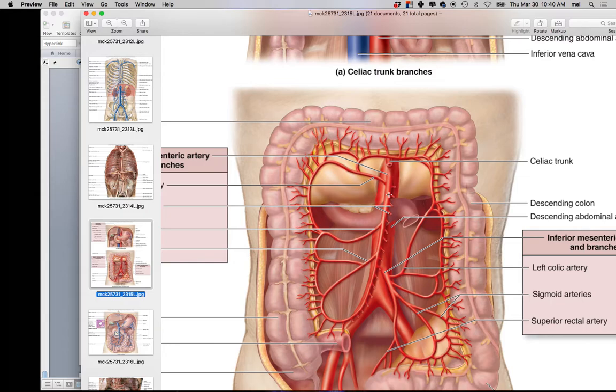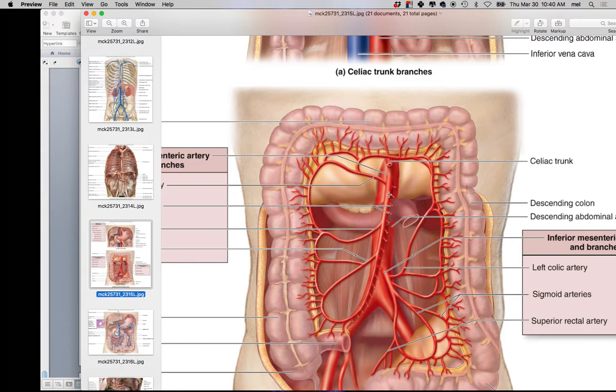Okay, so same kind of conceptual question. Tell me what organs the superior mesenteric artery supplies. Ascending transverse colon and the rest of the small intestine that you didn't get with the gastroduodenal. Okay? And then what organs does the inferior mesenteric supply? Descending and sigmoid colon. Good?